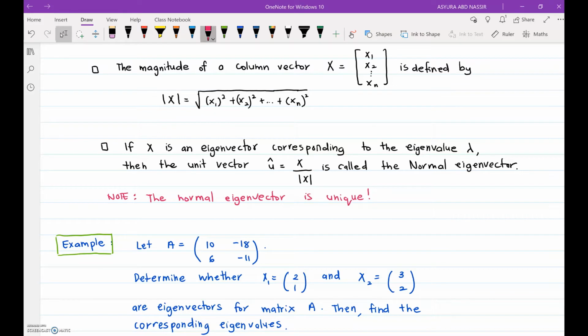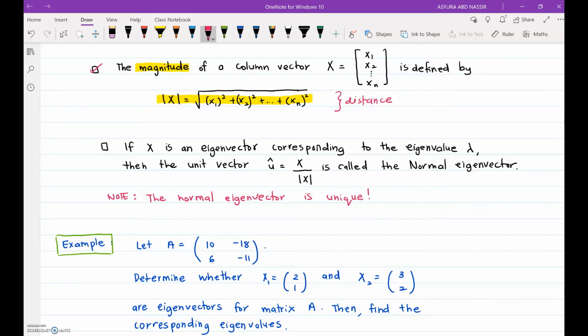Next, let's continue. We have here the magnitude. The magnitude of a column vector x, where the vector equals x1, x2 until xn, is defined by: magnitude of x equals square root of x1 squared plus x2 squared plus dot dot dot until xn squared. So this is actually the formula of distance, if you can remember. We will use this formula later in the next chapter on vectors.